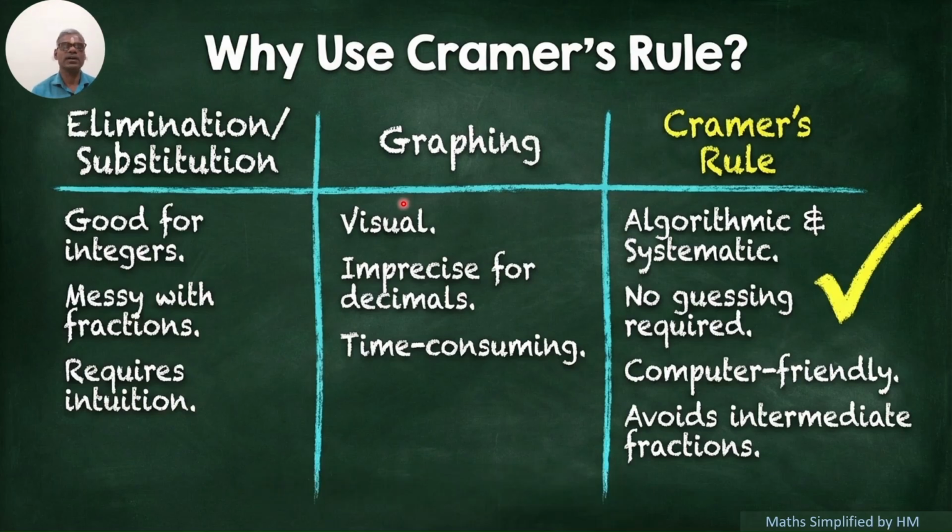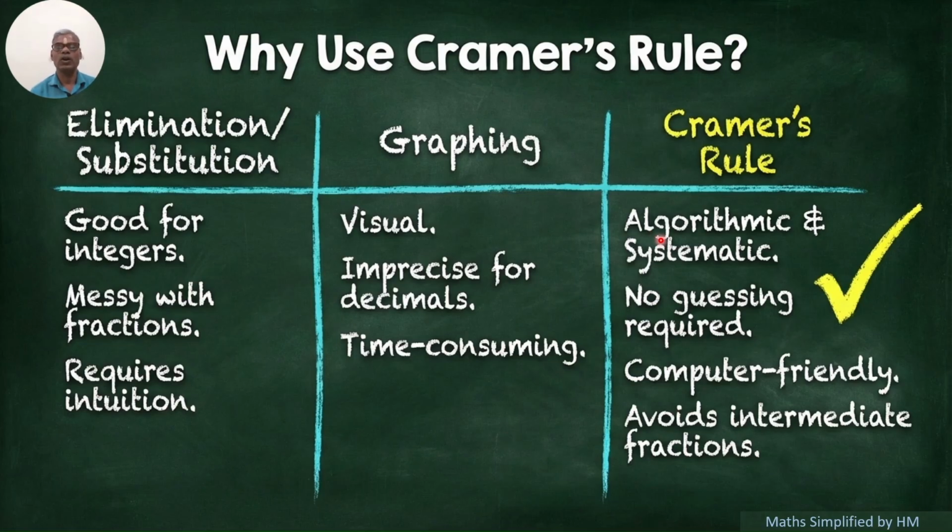Graphical method: it is visual and easy to understand, but imprecise for decimals. When there are decimals, we are unable to plot the points, and so we can't draw the lines. It is also time consuming, as we first have to find the coordinates, then plot the lines, and then see the point of intersection.